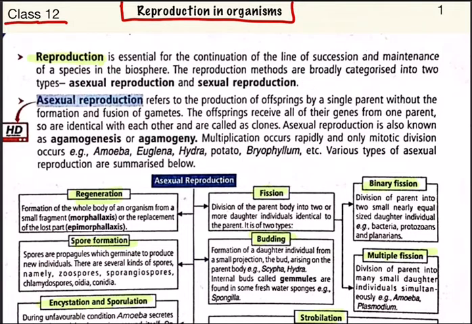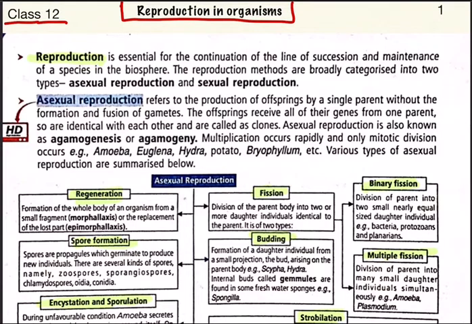So let's go by the first one and discuss it in brief. Asexual reproduction refers to the production of offsprings, means children, by a single parent without the formation and fusion of gametes. What are gametes? Just now I said gametes are the reproductive cells or sex cells. So there is no question of formation of gametes, nor is there fusion of gametes.